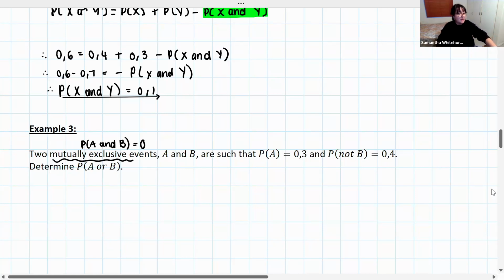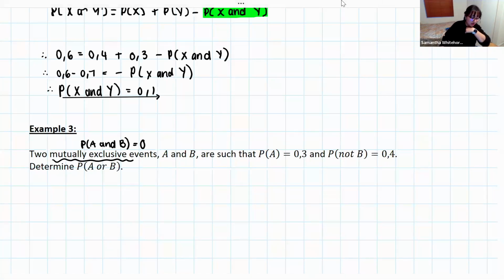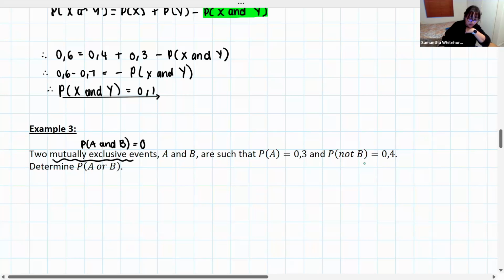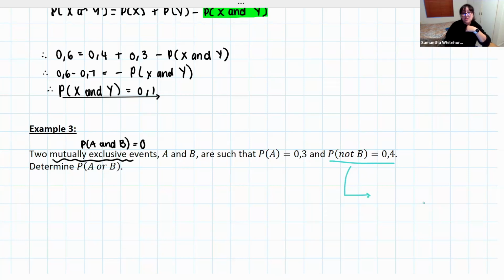Cool, right? Now, again, you can go back to a probability rule, which we'll get to in a second. But remember, we've been given the probability of not B. We obviously need the probability of B if we want to go and work with our probability rule. So we need to go and work out what B is. Again, this is where I would just use that little formula. The probability of B is equal to 1 minus the probability of not B. We know the probability of not B is 0,4, so it's just 1 minus 0,4, which is 0,6.